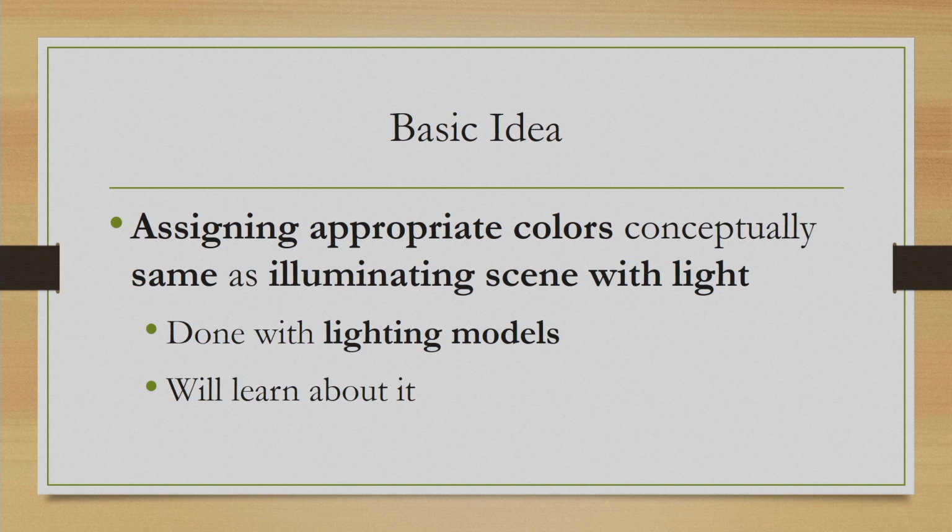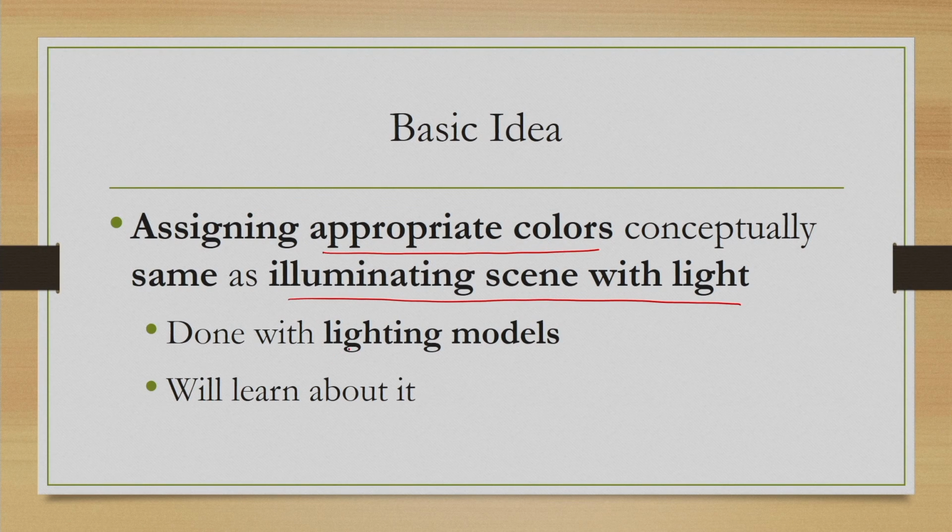Now, this appropriate color assignment can be considered to be the same as illuminating the scene with a light. Why do we get to see color? Because there is light. If there is no light, then everything will be dark and we will not be able to see the color. So, essentially when we talk of assigning color, we are actually referring to the fact that the scene is illuminated with a light, and based on that light we are getting to see the color.